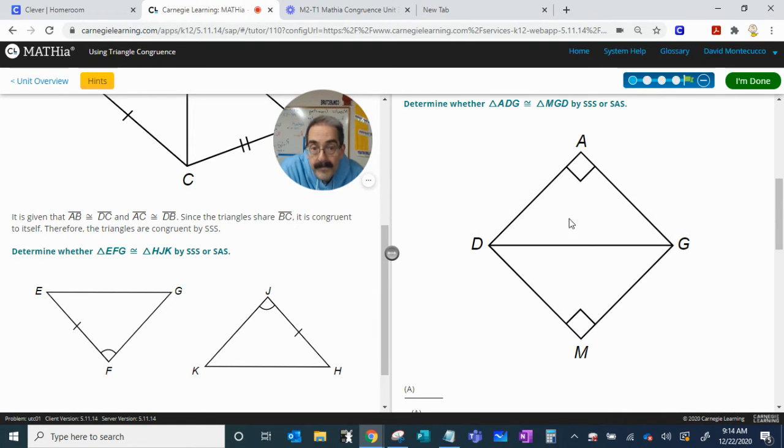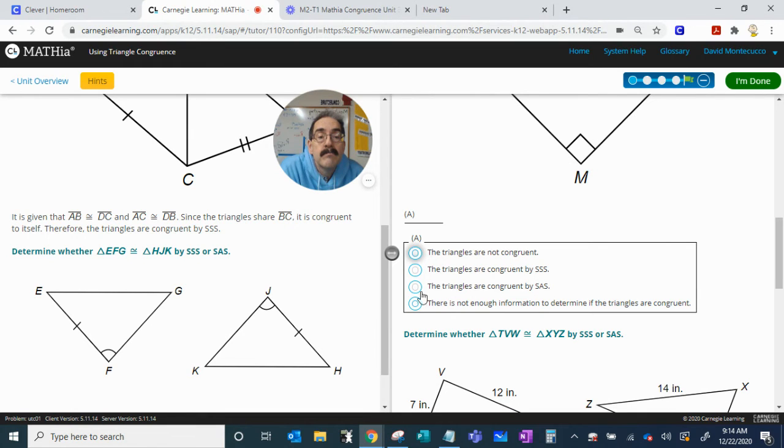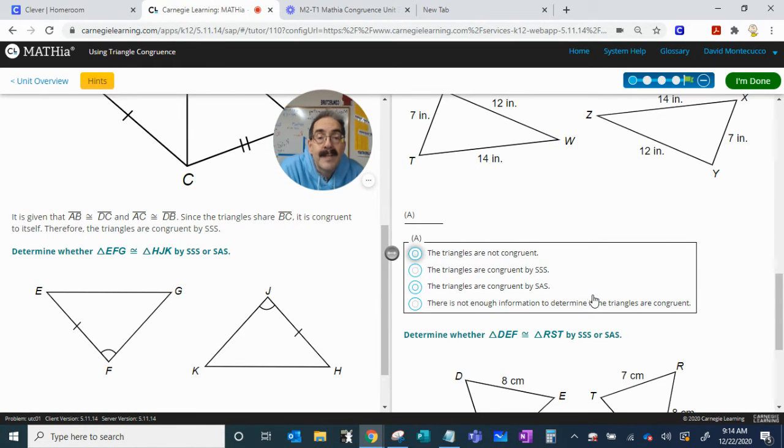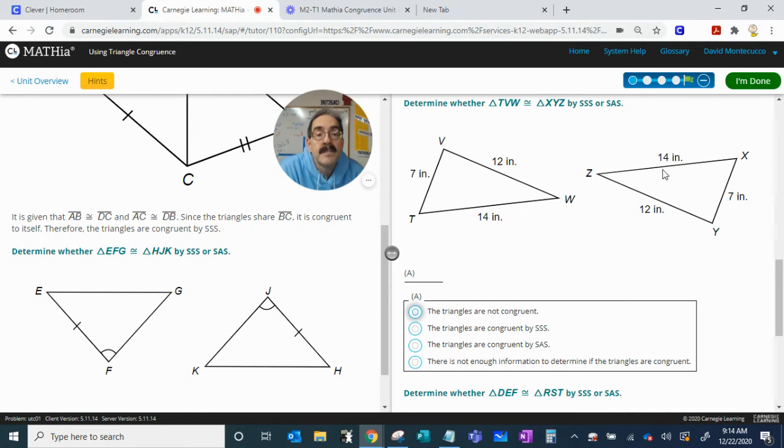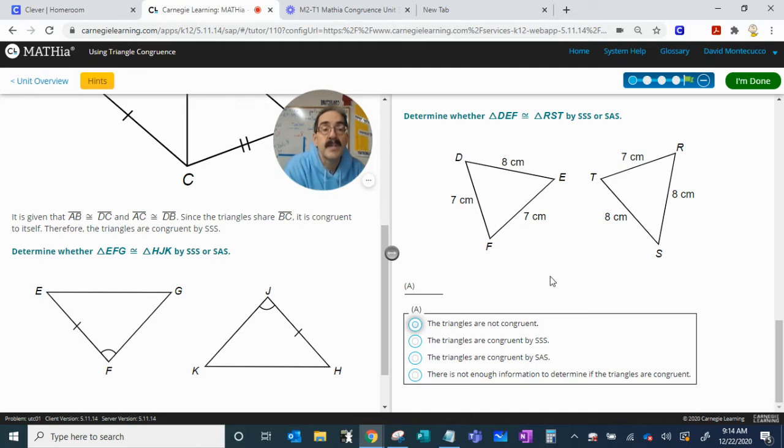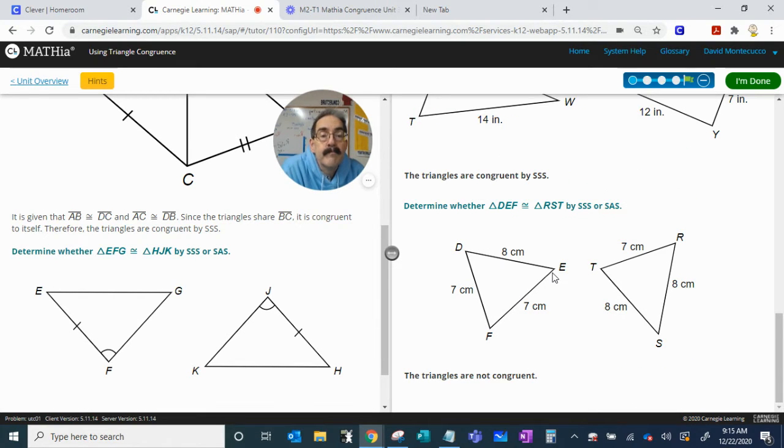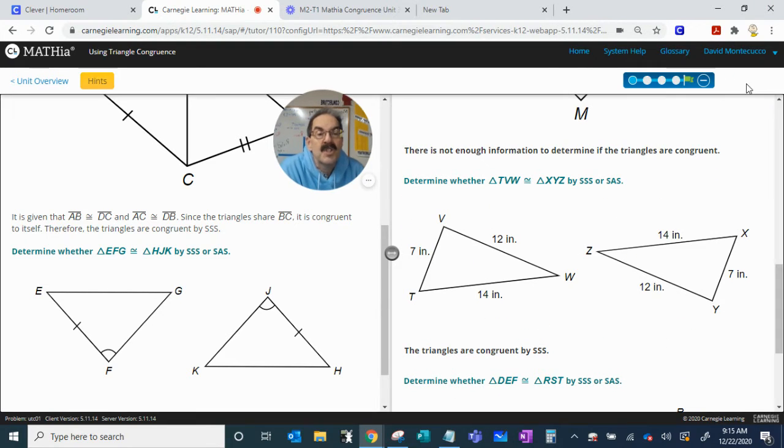Okay, now angle, angle, side, side, we don't have enough information. They didn't give us enough symbols. Side, side, side. All the sides are corresponding to all the other sides. 8, 8, 7, 8, 7, no. 8, 8, 8, 7, 7, they're not congruent. Cool, crushed it.